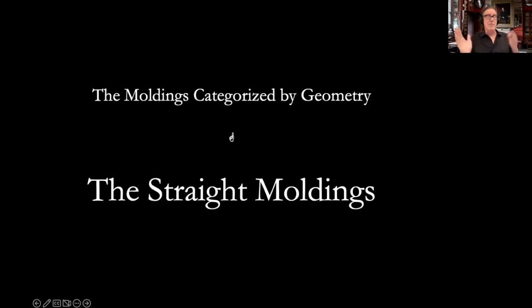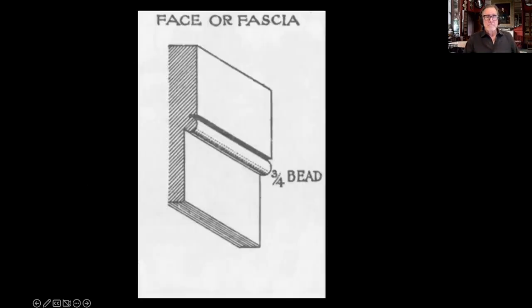Okay, off we go. Get your sketchbook and your pencils ready. The first category is the straight moldings. As you might imagine, these are moldings which have flat surfaces and no curvature. And the first one is the fascia.